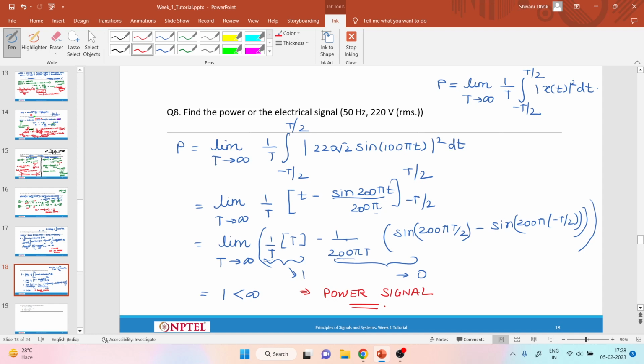But it can't be both energy and power, because you can see here we have a term 1 by t. If my energy is finite, this 1 by t will just make the power 0. So if it is an energy signal, its power will be 0. So that won't be the case. Okay.